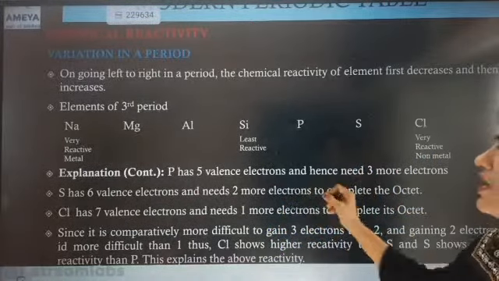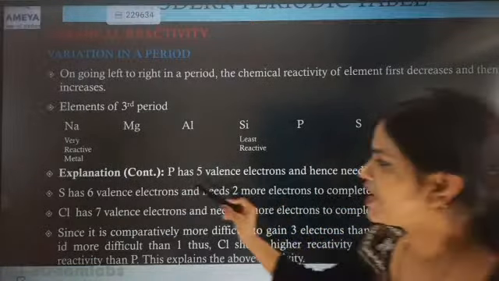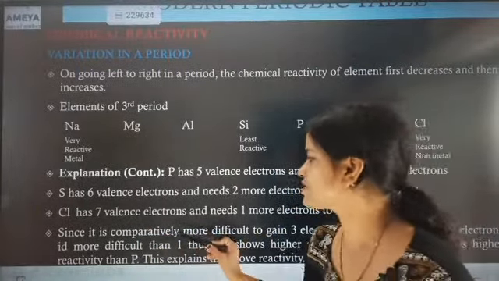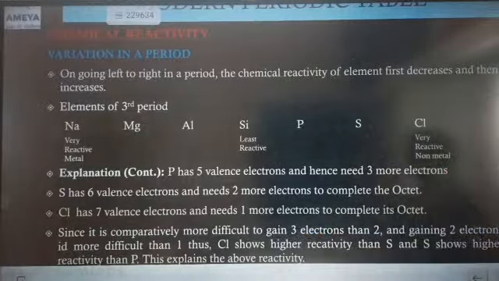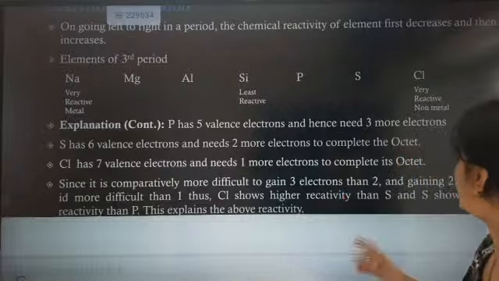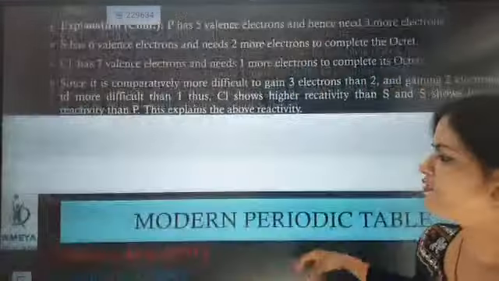Phosphorus has 5 valence electrons and hence needs 3 more electrons. Sulfur has 6 electrons, needing 2 electrons, and chlorine has 7 electrons, so it needs 1 electron. Since it is comparatively more difficult to gain 3 electrons than 2 and 1, chlorine has higher reactivity than sulfur and phosphorus. So this explains the above reactivity.